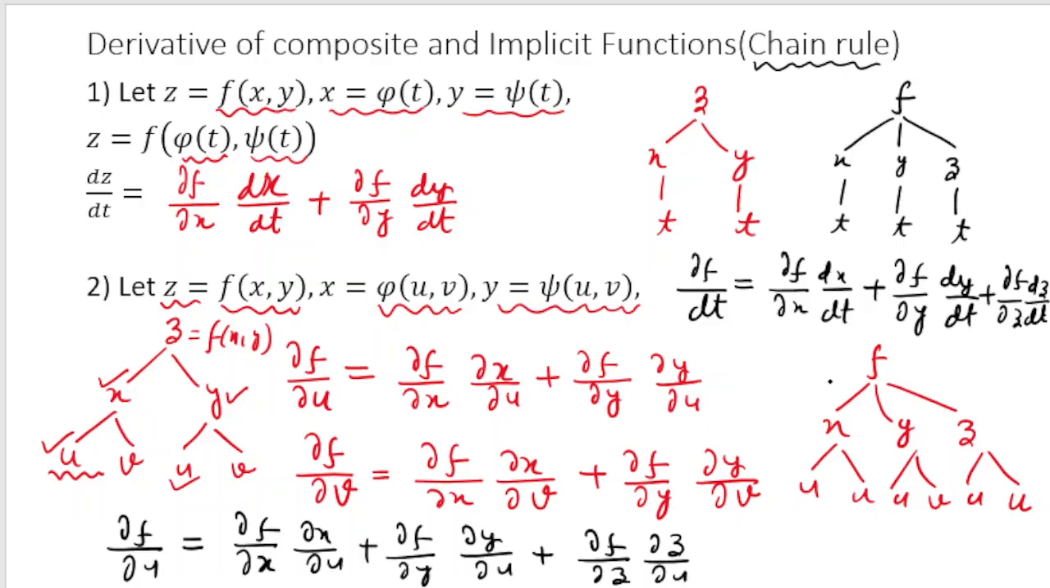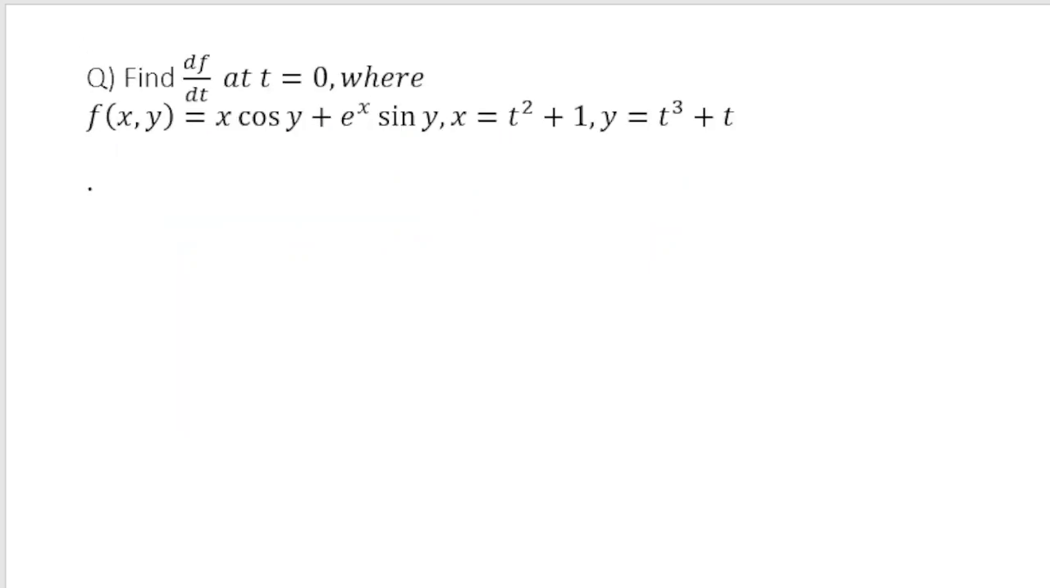So this is a chain rule because we are creating a chain of terms: z with respect to x, x with respect to u, z with respect to y, y with respect to u, and so on. So to get it better, let us solve many problems. So the first problem is this.